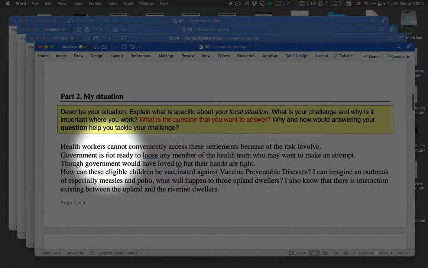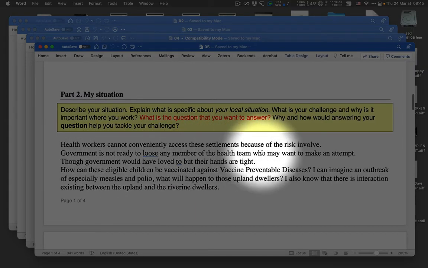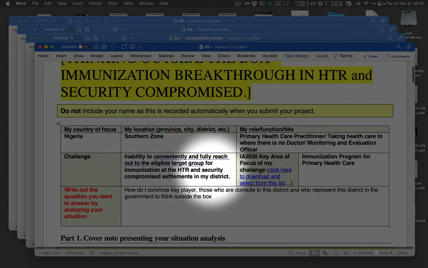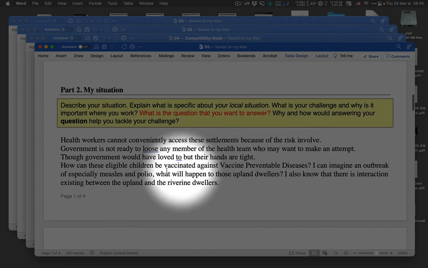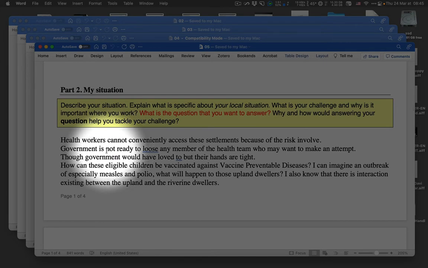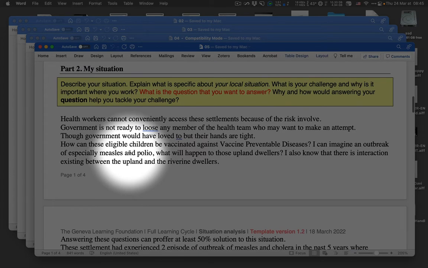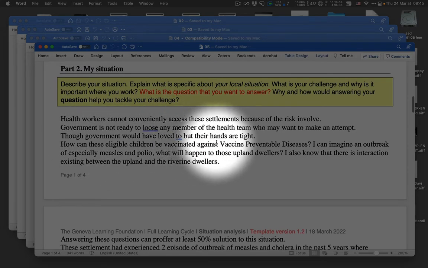Now, my situation, all right, cannot conveniently access these settlements because of the risk. So we're talking about security risk. Security compromised settlements. It was mentioned, but I almost missed it. So if that's the problem, you need to be very, very explicit that is what is going on. Government is not ready to lose any member of the health team.